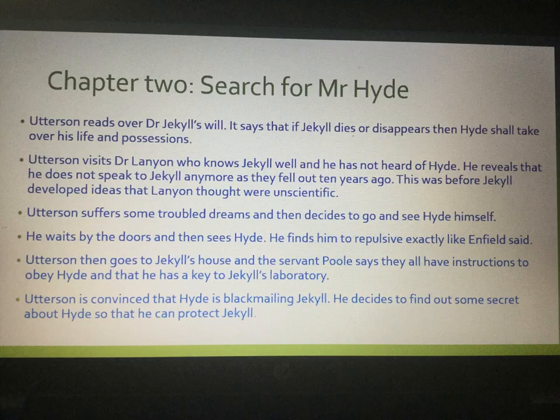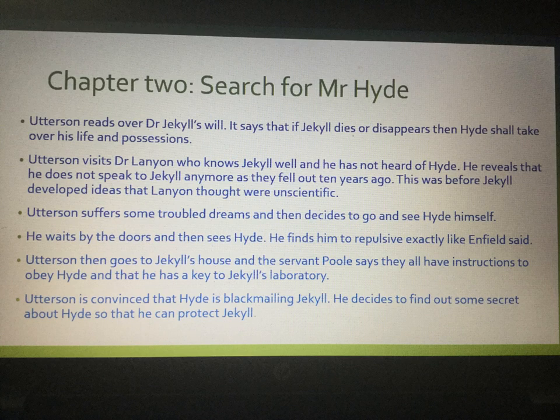Chapter two. What happens in chapter two is basically as follows. Utterson reads Dr. Jekyll's will. It says that if Jekyll dies or disappears, then Hyde shall take over his life and possessions. Utterson visits Dr. Lanyon, who knows Jekyll well, and he hasn't heard of Hyde. He reveals that he doesn't speak to Jekyll anymore because they fell out 10 years ago. And this was before Jekyll developed ideas that Lanyon thought were unscientific.